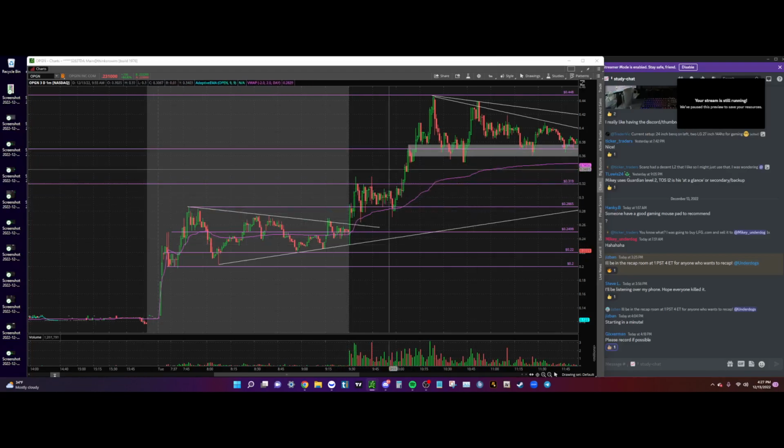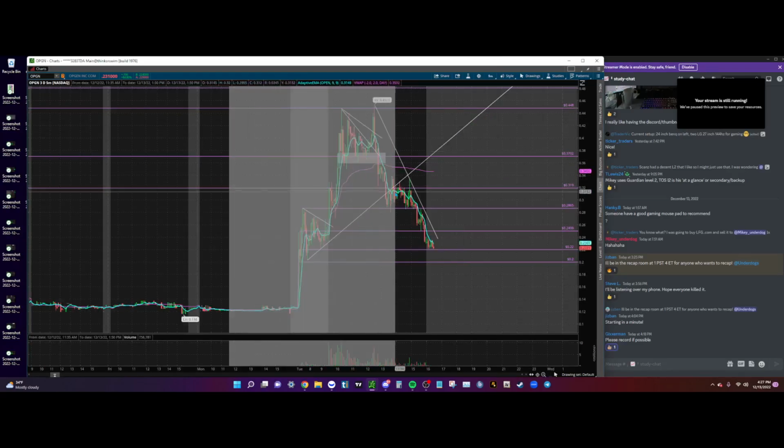Start peeling more off into the 30s. I see I took a small piece off at 26.2. Took more off into the 30s, and then right on this candle I was out of my remaining piece at 28 cents. That's when I then flipped over to the bigger time frame.